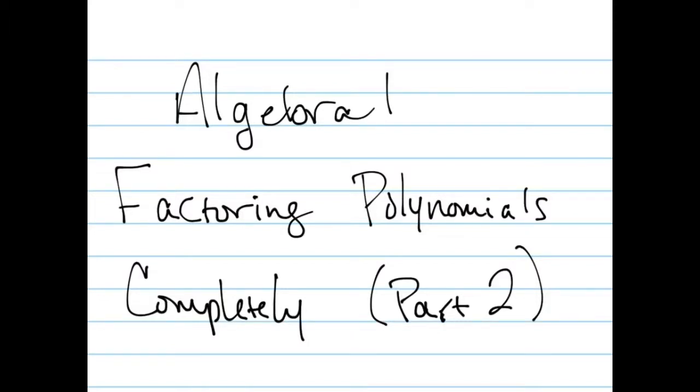So yesterday we started factoring polynomials completely. Today we're going to factor them completely, and we have to realize that there could be more than one step. Or sometimes they're just not factorable. So our first example is n squared plus 2n minus 1.